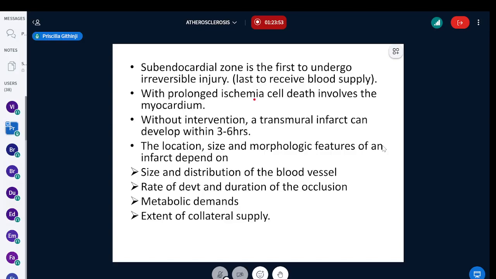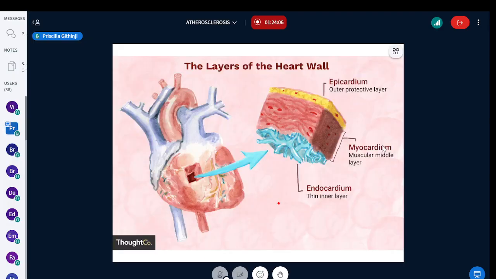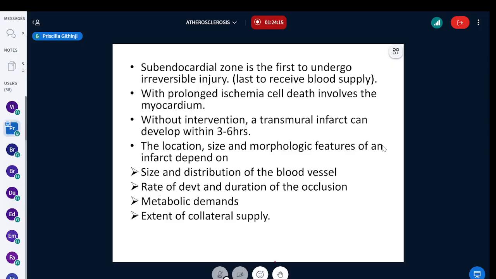So with prolonged ischemia, cell death involves the myocardium if the ischemia is not corrected. So now it moves to the myocardium. And without intervention, you will have an infarct that is transmural. A transmural infarct is an infarct that involves the endocardium, myocardium, and the epicardium. And a transmural infarct can develop within 3 to 6 hours.